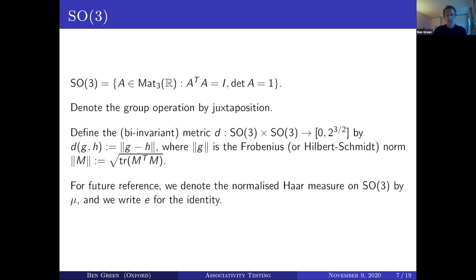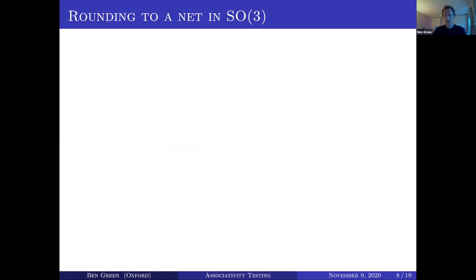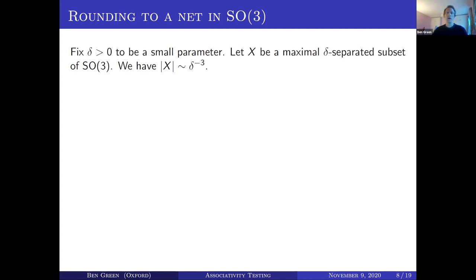And Gowers and Long, as an example of what I mean by close to a group operation in a metric sense, let me show you an example Gowers and Long defined. And this I call rounding to a net in SO3. So take a small parameter delta and take a maximal delta separated subset of SO3. I didn't say actually SO3 is a three-dimensional space. There are these three Euler angles or something that define what a rotation is. And so a maximal delta separated set will have size roughly delta to the minus 3.